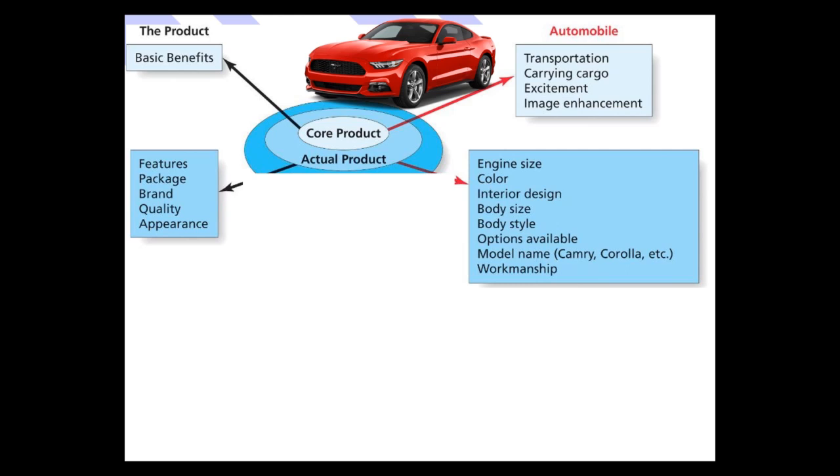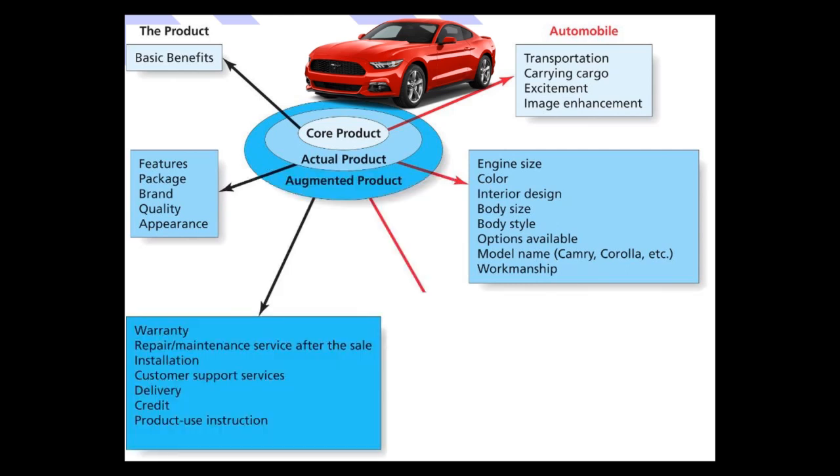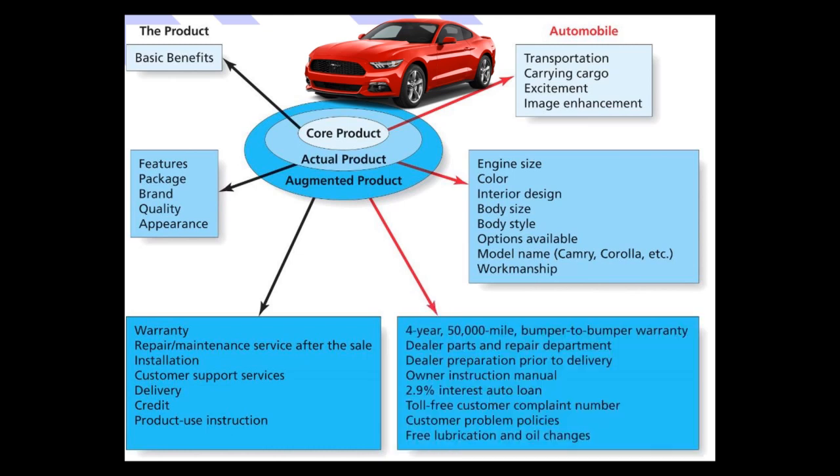Now, the augmented product, now that's the actual product plus. So in addition to the actual physical car, you get things like warranty, installation, customer support services, delivery, credit, and so on. So there you've got the three layers, if you will, of the product concept: the core product, the actual product, and the augmented product. The car is a consumer durable. Well, at least this car is a consumer durable.